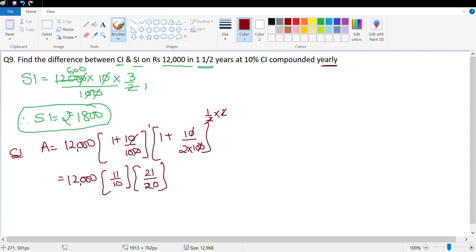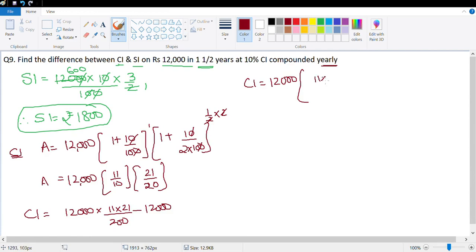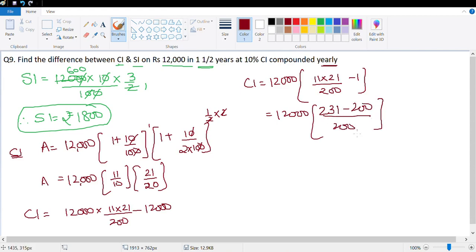amount, which means compound interest will be 12,000 multiplied with 11 into 21 upon 200 minus 12,000. Let's take 12,000 common. So compound interest is 12,000. This is 11 into 21 upon 200 minus 1, which is 12,000. 21 to 11, that's 210, and 21, that's 231, minus 200, I've taken the LCM, upon 200. So this is 12,000 multiplied with 31 upon 200. These two zeros get cancelled. So compound interest is 31 into 12.